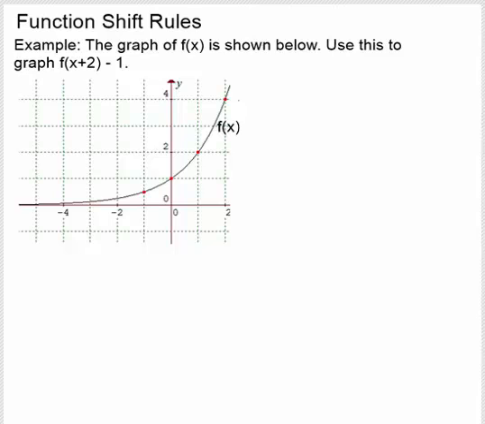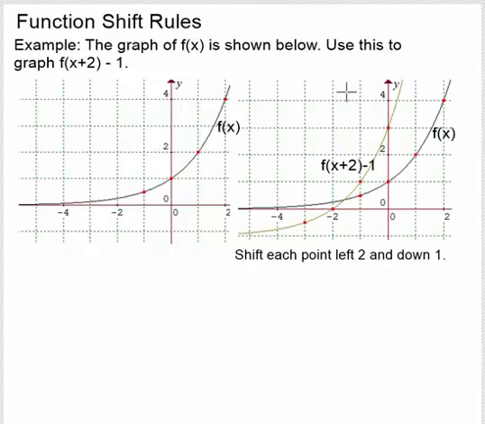So that's all we have to do is move each of these 4 points I have shown here, left 2 and down 1. So this gives us our new graph. We take the point 2, 4 and move it left 2, down 1 to get the point 0, 3. We take the point 1, 2, move left 2, down 1 to give the point negative 1, 1. Take the point 0, 1, left 2, down 1 to give us negative 2, 0, and then finally the point negative 1, 1/2, it looks like a half, left 2, and down 1 to negative 3, negative 1/2. We draw a smooth curve through these points and we have our new graph.